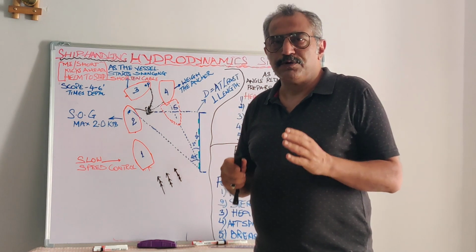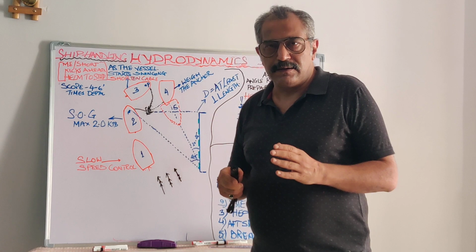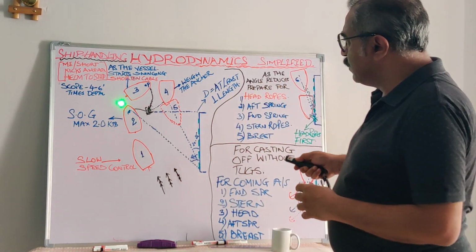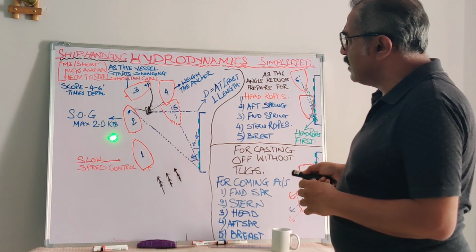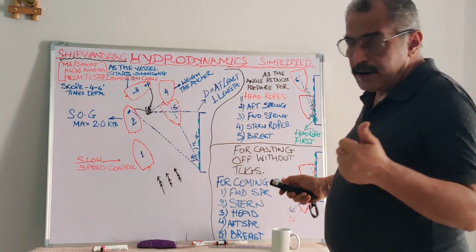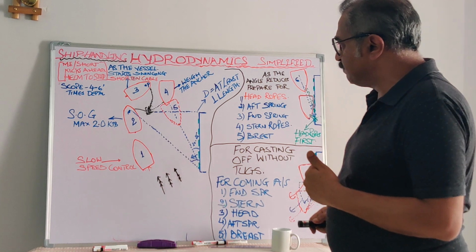This is to ensure that you do not have wear and tear and avoid damage to the anchor and the chain. So at this juncture we are at 2 knots or less than 2 knots. That's the reason I've written maximum speed over ground should be 2 knots, because remember the current is pushing us from behind all this while, as I've drawn here.